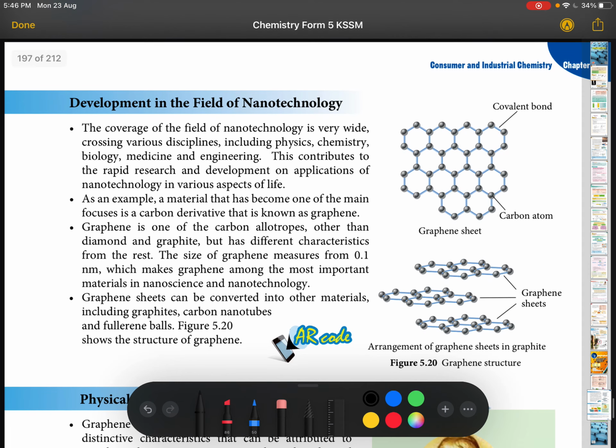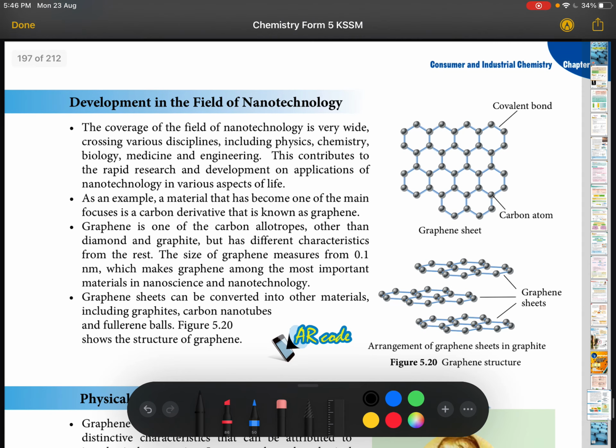development in the field of nanotechnology. My teacher particularly liked to mention graphene. Graphene is actually carbon. It's a carbon allotrope. The other allotropes include, I think, graphite and diamonds. They're all carbon, and they're all in a special arrangement. For graphene, it is a hexagon. Oh, my bad.